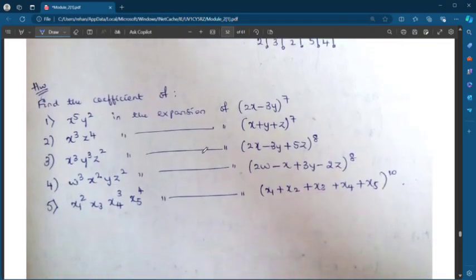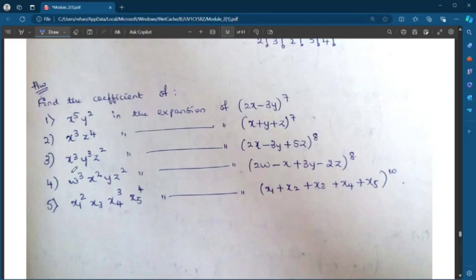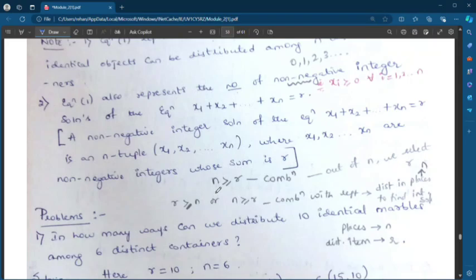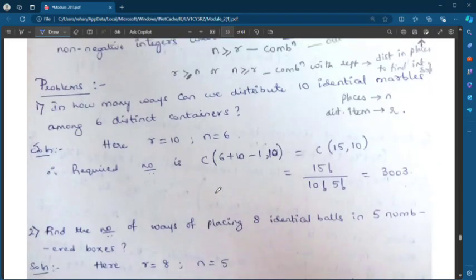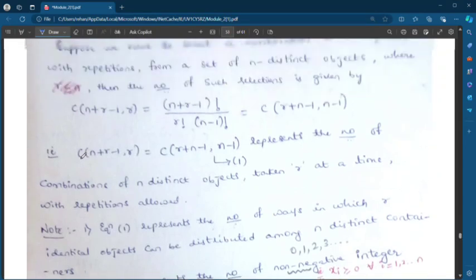Okay, that's it, done. Then again I have a few homework questions. If you are not able to solve them, just let me know. I can do it. So this is the last part, I guess. Combinations with repetitions. Okay, now let us see.